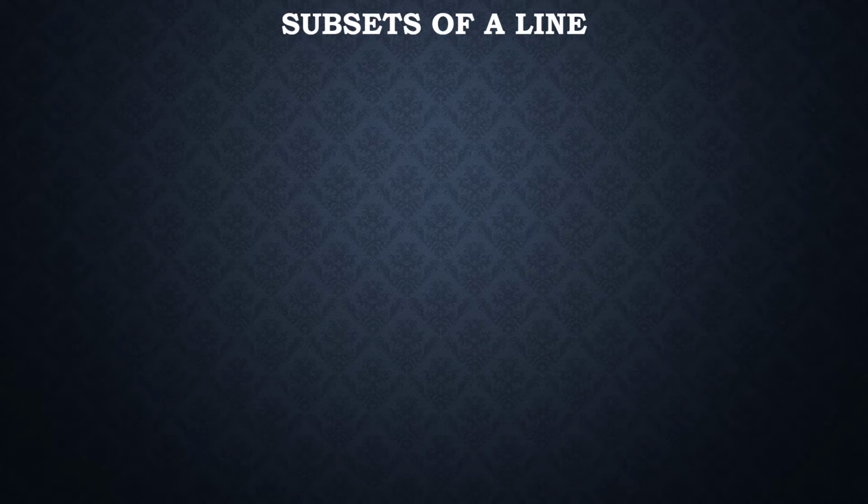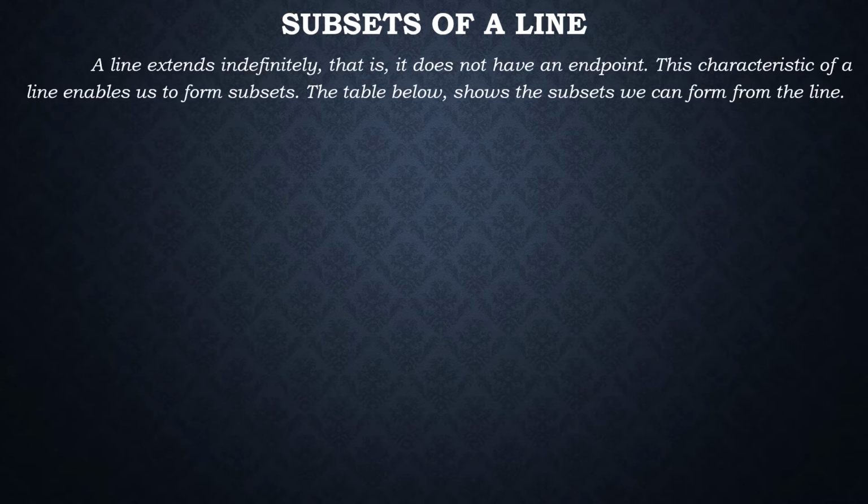So going back, we have now the subsets of a line. A line extends indefinitely, that is, it does not have an endpoint. This characteristic of a line enables us to form subsets. The table below shows the subsets we can form from the line.